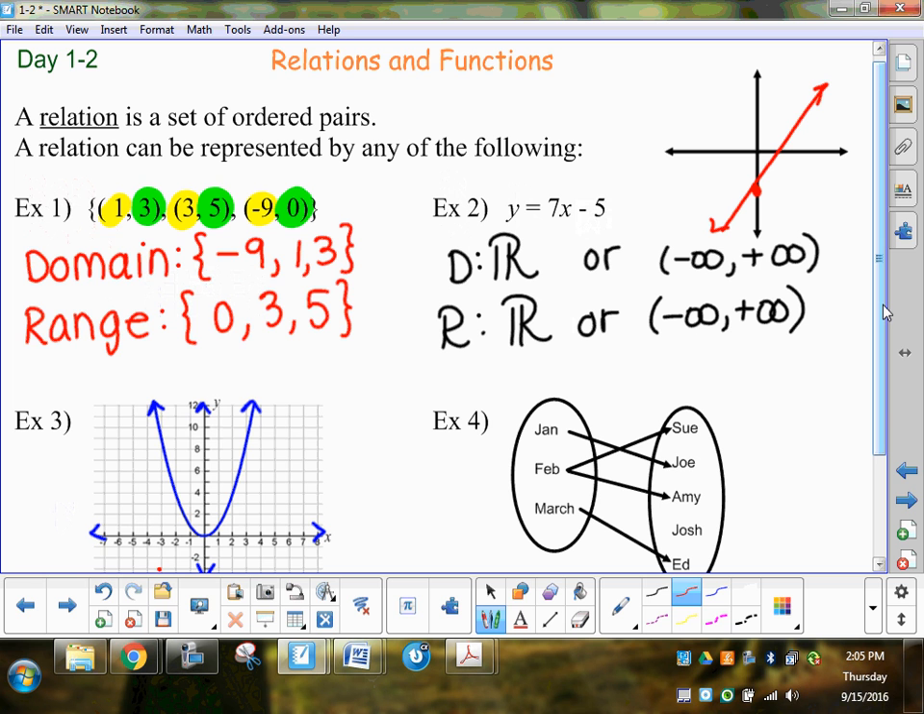Is this a function? Is it an onto function? Who can tell me? Hands up, please, and tell me why. Example 2 would be an onto function. In the range, yes. The output values go from negative infinity to positive infinity. You're going to reach all of them at some point.